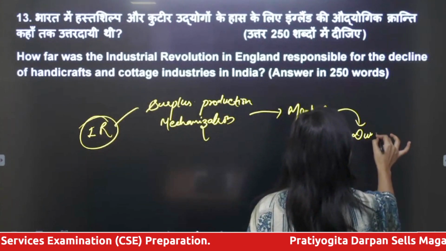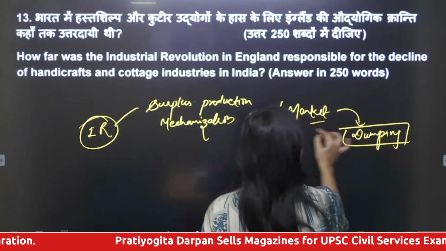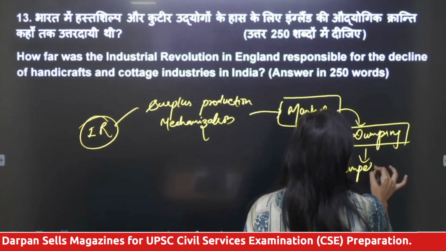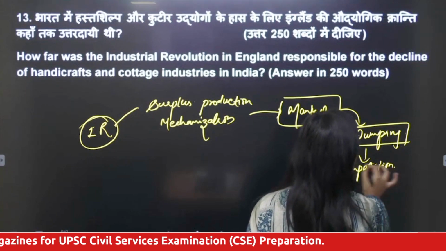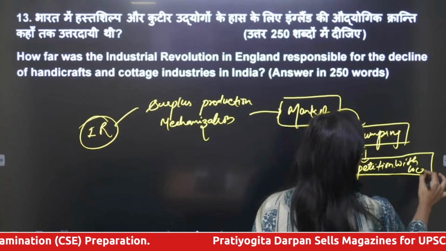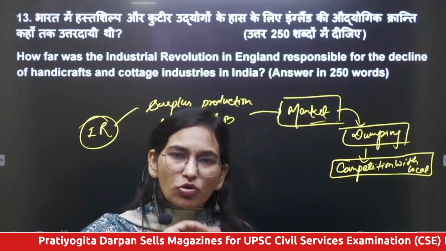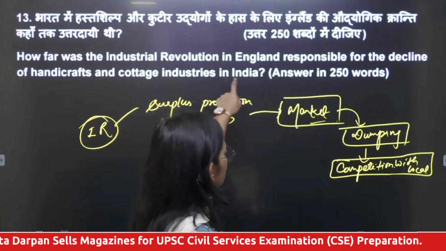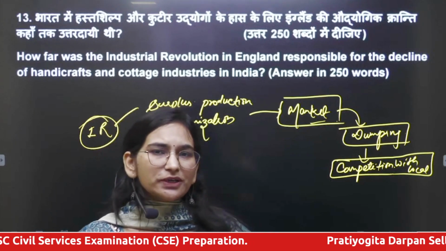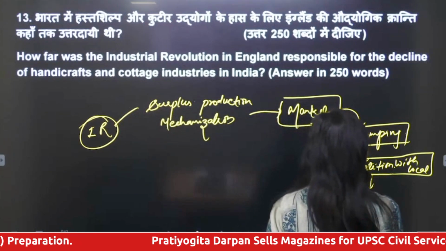Dumping. And this dumping would be leading to what? That there would be competition. With what? With local. And to avoid this competition, what happened? Britishers came, this local cottage industry, local handicrafts industry, उन्हीं के साथ competition तो करना पड़ेगा. And to avoid this competition, Britishers would be coming up with their policies, and then there would be British policies.